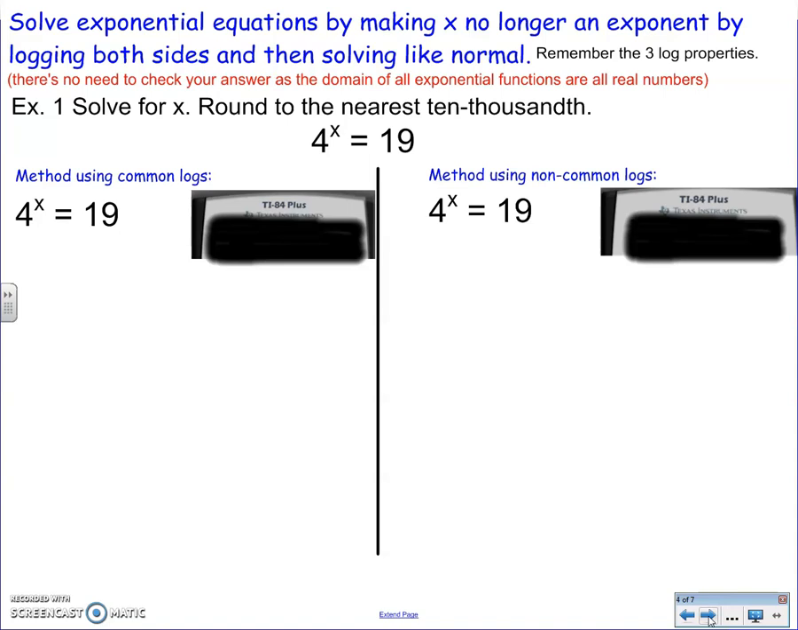We must use logarithms. I'm going to do 2 methods here. I'll first use common logarithms, and then I'll use non-common logarithms. Common is the old way, but they do expect you to know it. So first, I'm going to log both sides.